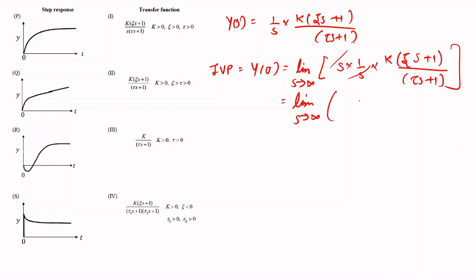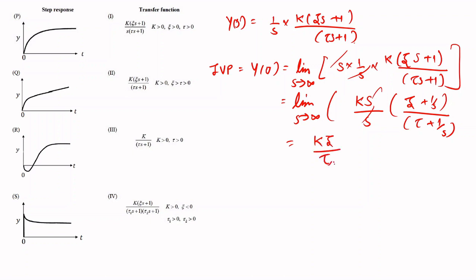We can take s as common, so it will become ks upon s plus zeta plus 1 upon s upon tau plus 1 upon s. S will get cancelled out, and if we put this s as infinity, we will be getting the initial value k zeta upon tau. Over here we have been given that all these values are greater than 0. That implies that this value will also be greater than 0.